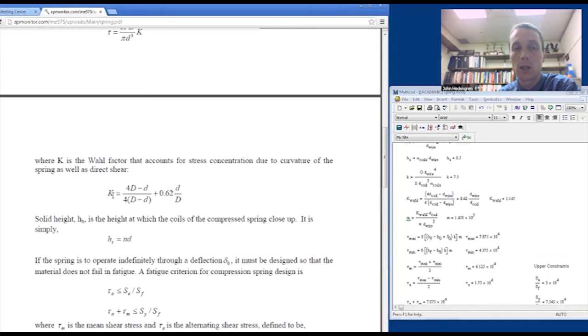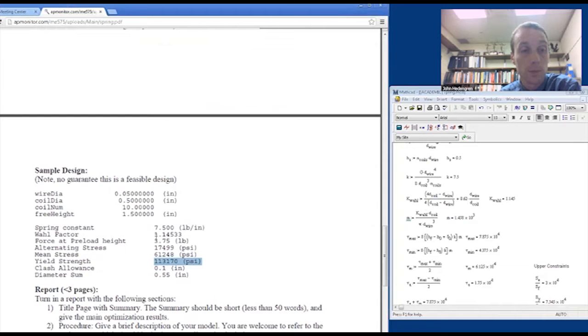Okay, 1.145. That's just dependent on the coil diameter and the wire diameter. So let's go down and check that one as well. Wall factor. Okay, so check that one off the list as well.